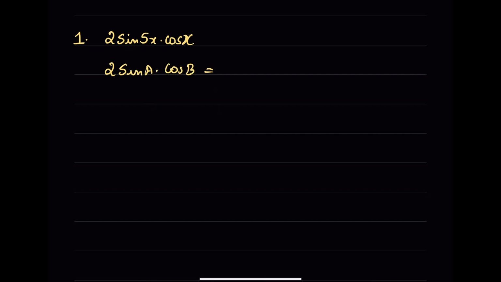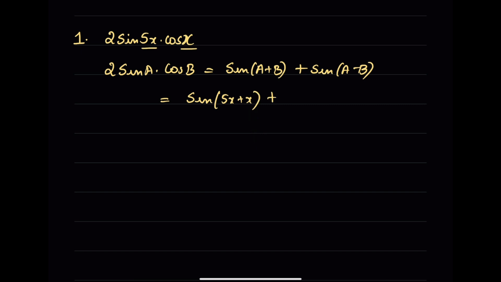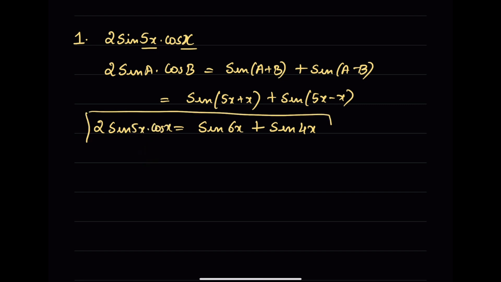2 sin A cos B is nothing but sin of A plus B plus sin of A minus B. So we would have sin of 5x plus x, because A is 5x and B is x, plus sin of 5x minus x. So this would be sin of 6x plus sin of 4x. So that is the sum format of sine for the first question.